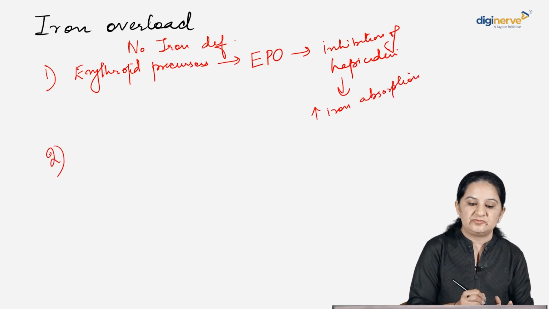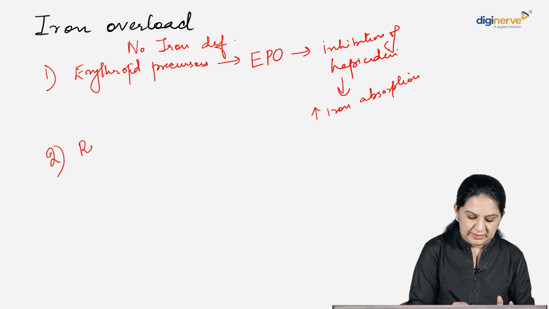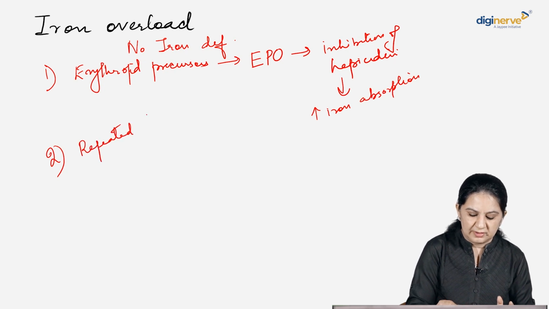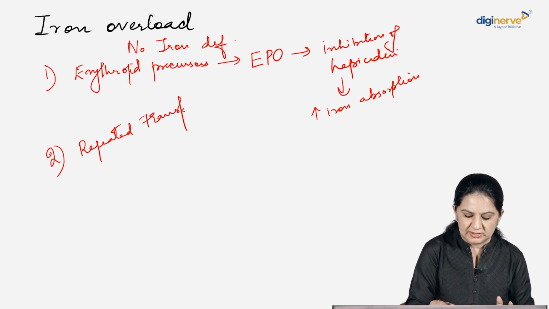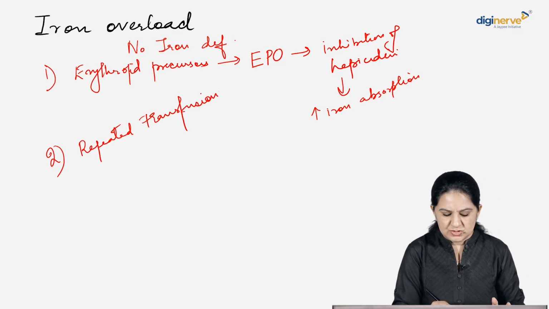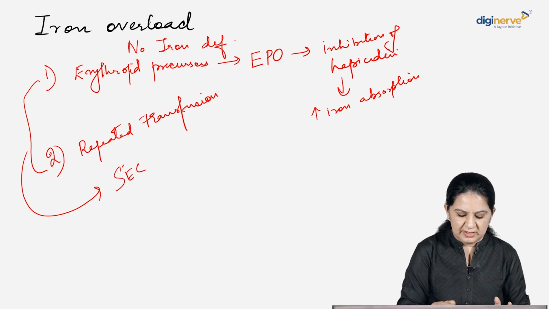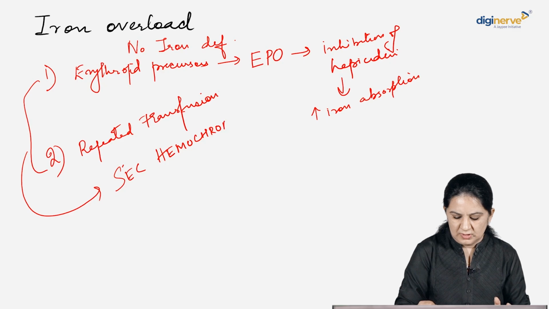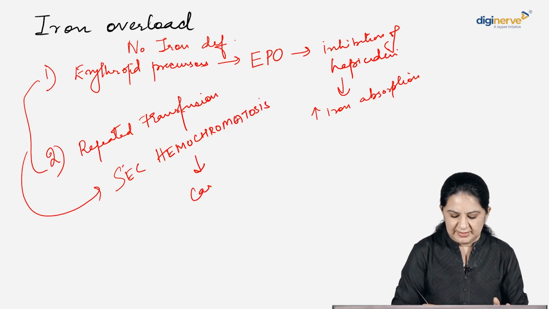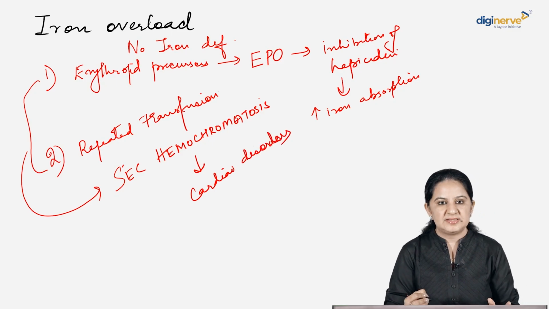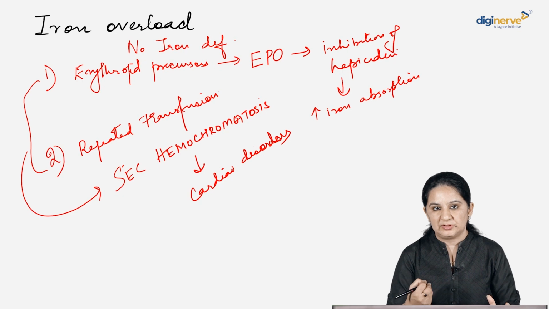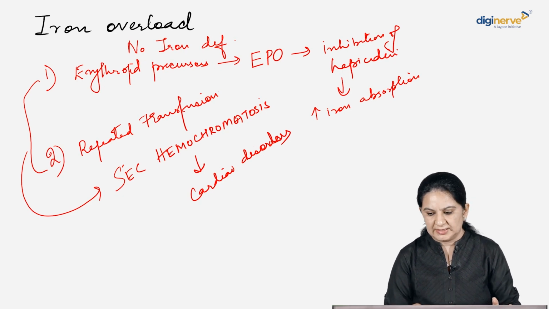Second factor responsible for iron overload is repeated blood transfusion. Repeated transfusion also results in iron overload. So, these two factors result in secondary hemochromatosis, or iron overload. Now, this can lead to cardiac disorders, and hence iron overload is an important cause of death in repeatedly and heavily transfused patients in beta thalassemia.